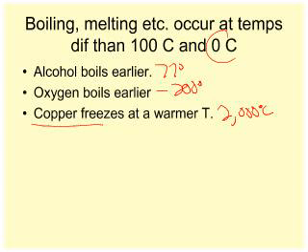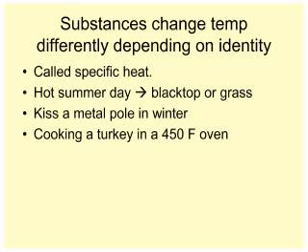So we have it in our head that things freeze and melt at 0 and 100. That's only true for water. And also pressure messes with that, but that's a much later chapter. Substances change temperature differently depending on their identity. The ability to change temperature is called specific heat, and it is abbreviated C. I have no idea why.